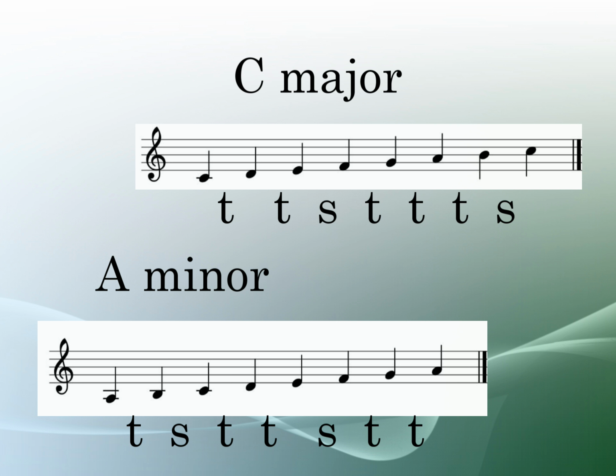As I mentioned before, the difference between major and minor is the pattern of tones and semitones. Scales in major keys have the tone and semitone pattern tone, tone, semitone, tone, tone, tone, semitone. Whereas scales in the minor keys have the pattern tone, semitone, tone, tone, semitone, tone, tone. There are different kinds of minors, but again I'll explain that in the next section.